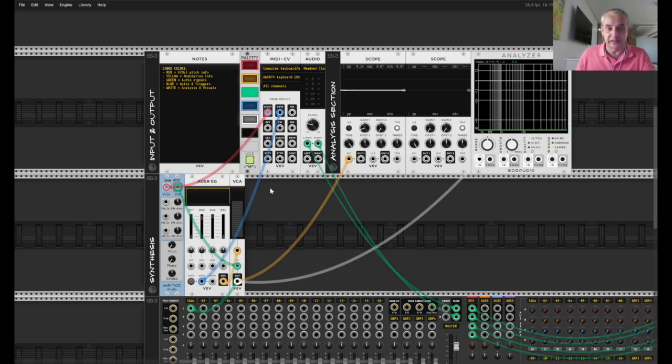So that's the Saw VCO. Again, for all the other functions, I would like to refer to the sine wave VCO.